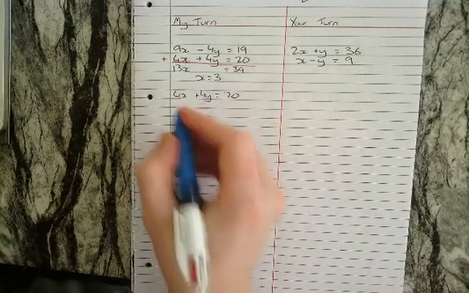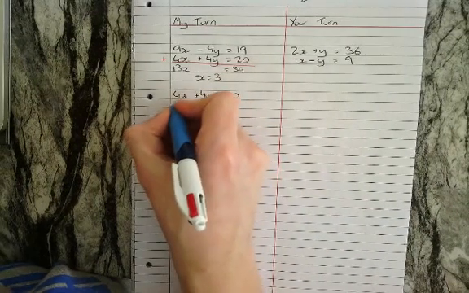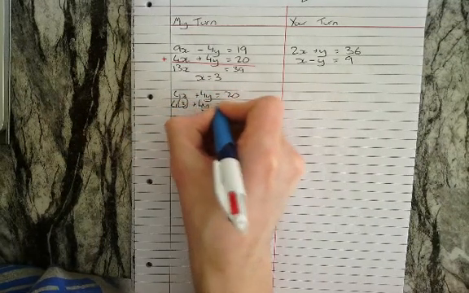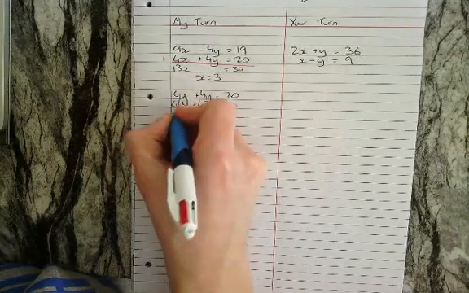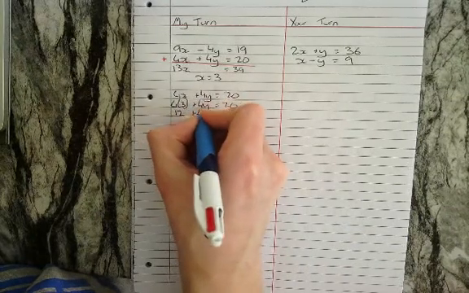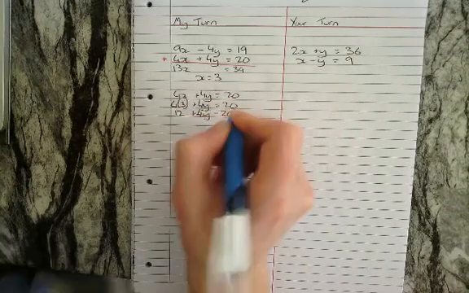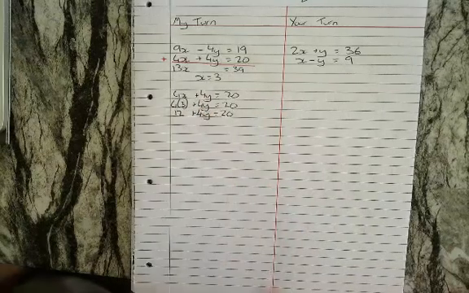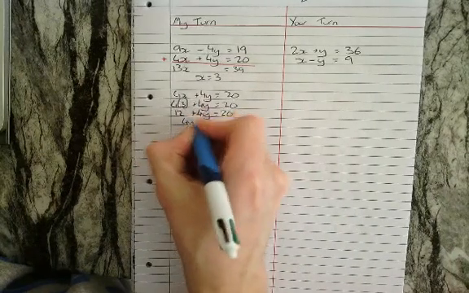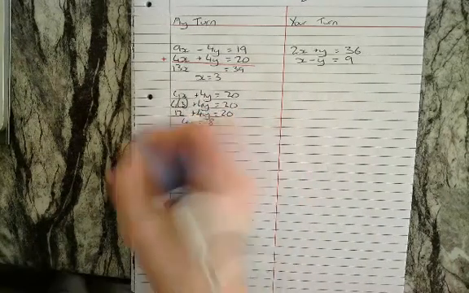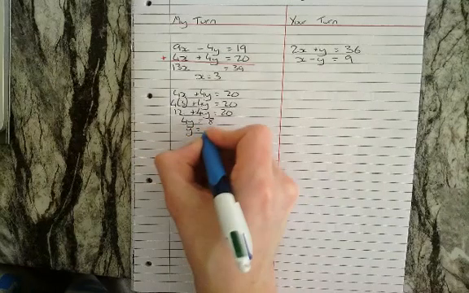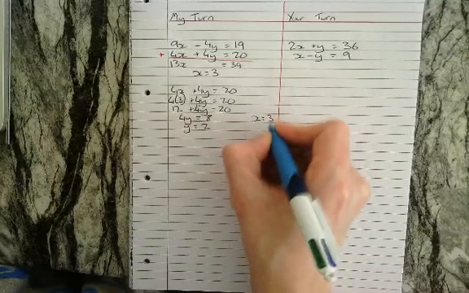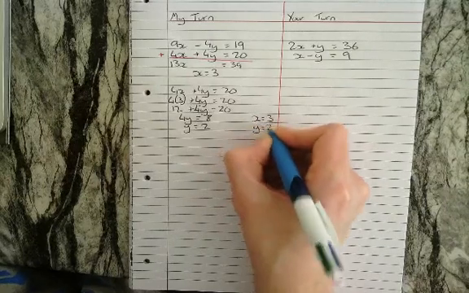And substitute x in for 3. So that gives us 4 3's plus 4y equals 20. Multiply your brackets: 12 plus 4y equals 20. If 12 plus 4y is 20, then that must mean that 4y is 8. So 4y equals 8. Divided by 4, y equals 2. So your final answer is x equals 3 and y equals 2.